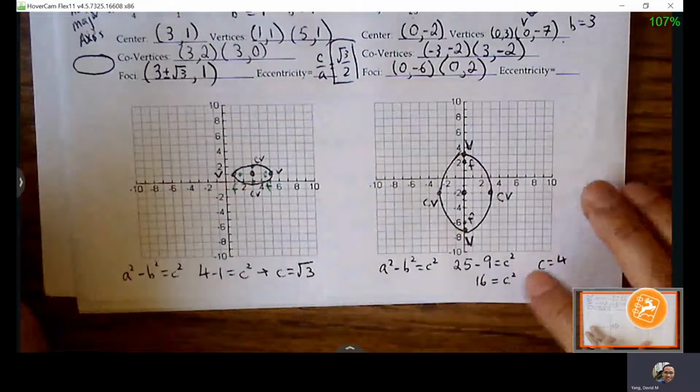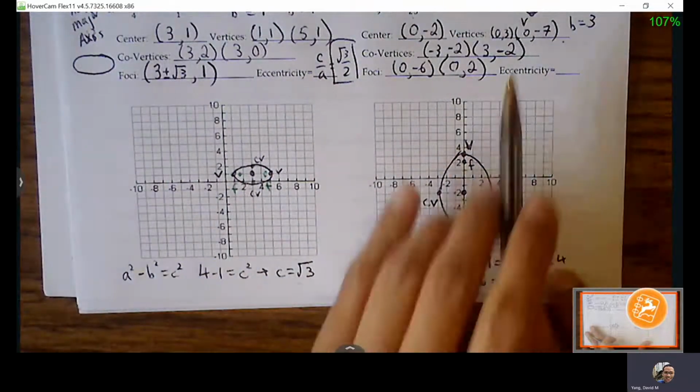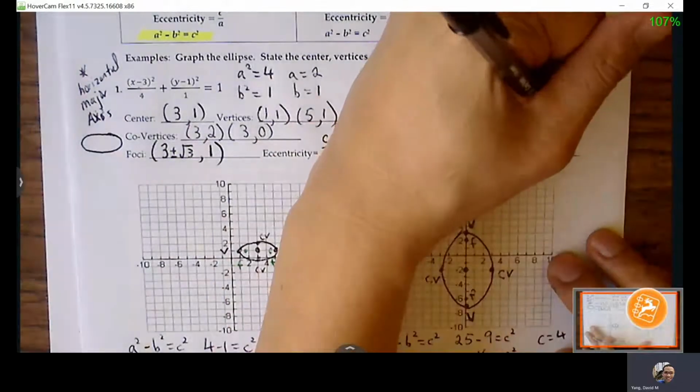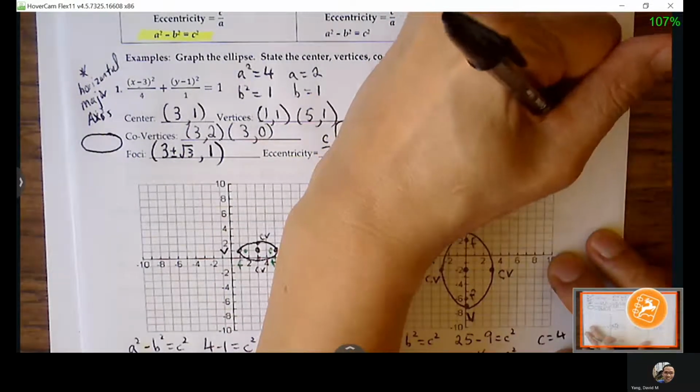Eccentricity is your C over A value. So my C value is 4. My A value is 5. So 4 over 5.